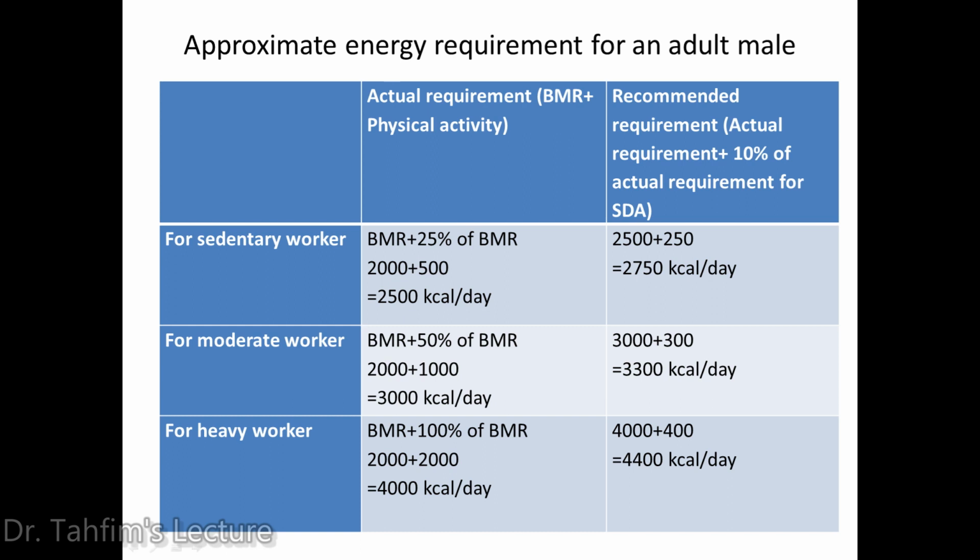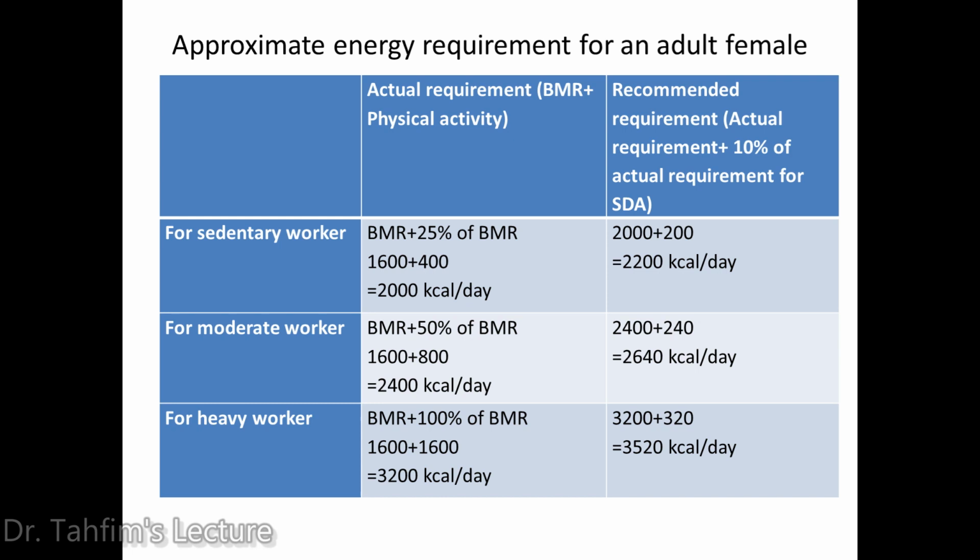Here, approximate energy requirement for an adult male. Okay. Suppose that man's BMR is 2000 kilocalories per day. For a sedentary worker, for calculating the actual requirement, we will add BMR plus physical activity. So what is the BMR? This is 2000 kilocalories per day. Okay. For a sedentary worker, for physical activity we have to add 25 to 50% of BMR. Here we are adding 25% of BMR.